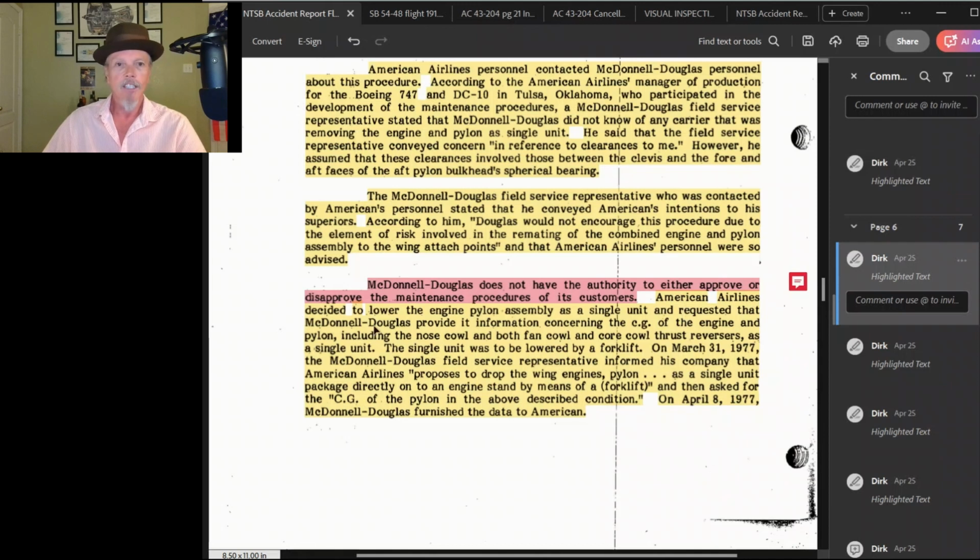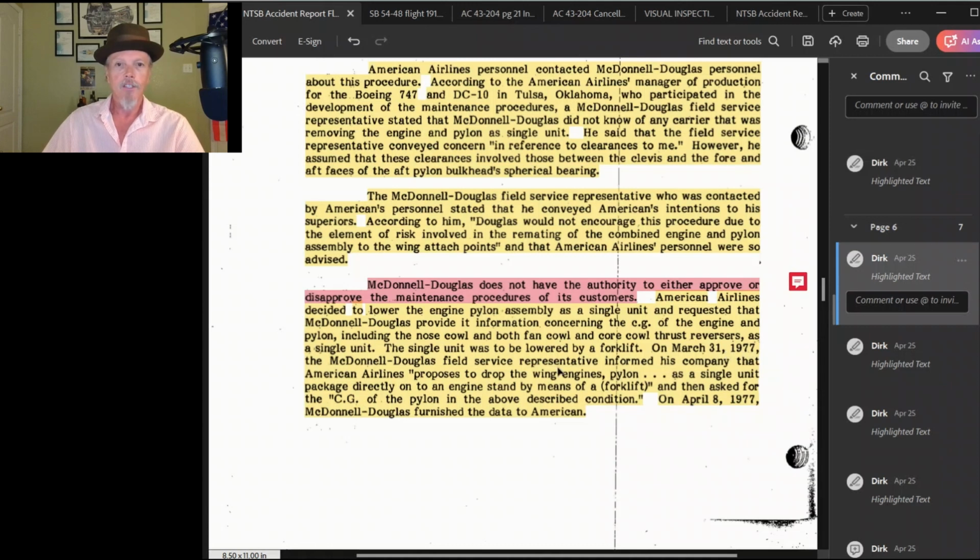So American Airlines decided to lower the engine pylon assembly as a single unit and requested that McDonnell Douglas provide information concerning the CG, center of gravity, of the engine and the pylon, including the nose cowl and fan cowl, both fan cowl and core cowl thrust reversers as a single unit. The single unit was to be lowered by a forklift on March 31st, 1977.